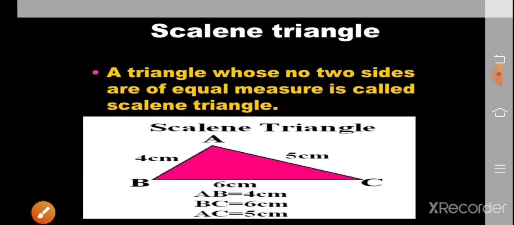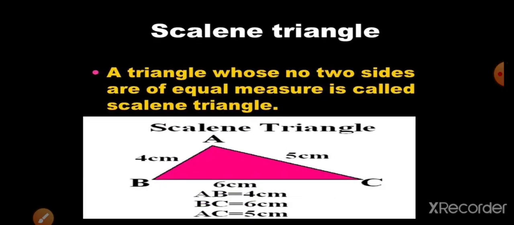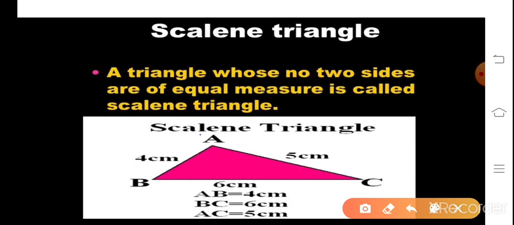And the last one, scalene triangle. A triangle whose no two sides are of equal measure is called a scalene triangle. No two sides, which actually means any sides. If in a triangle all the sides are not equal, it's called a scalene triangle. For example, look at the picture here. The length of AB is 4 centimeters, the length of AC is 5 centimeters and the length of BC is 6 centimeters. Here all the sides are not equal, so this type of triangle is called a scalene triangle.